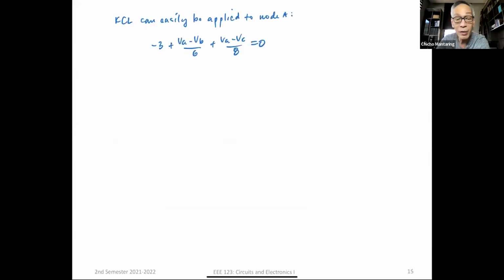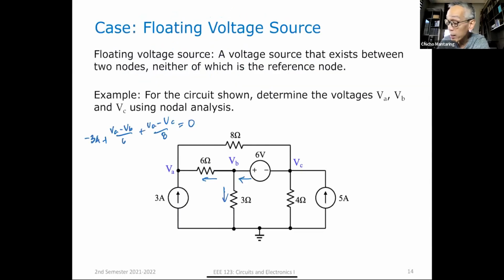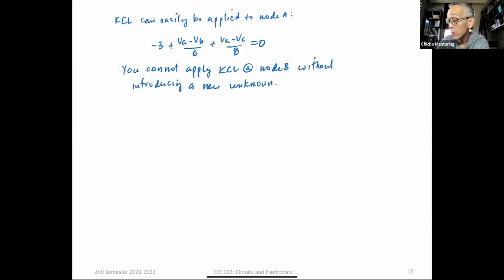So the way to state it is you cannot apply KCL at node B without introducing a new unknown. And that unknown is the current supplied by the 6-volt source.